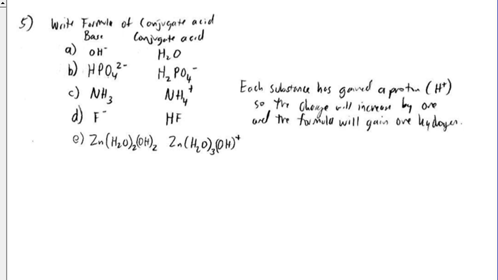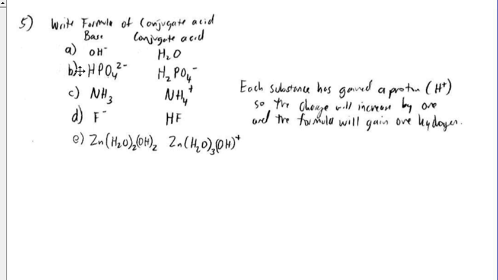Check out problem number 5. You're asked to write the formula of the conjugate acid, and you're given a slew of different bases. Each substance has to have gained a proton compared to the original base formula, so it's gained an H+. So the charge should increase by 1 when we compare the base to the acid, and the formula should have an additional hydrogen when we compare the acid backwards to the base.